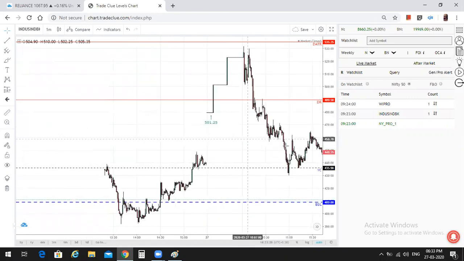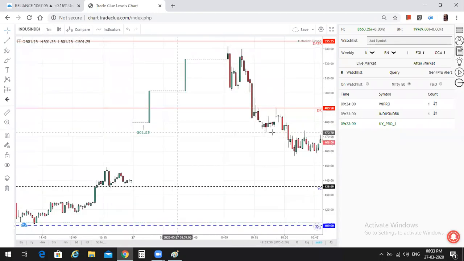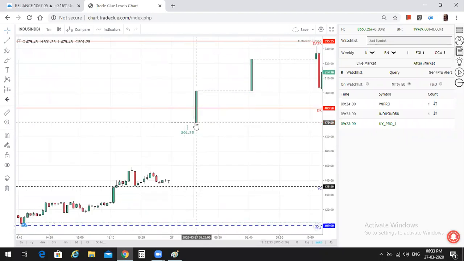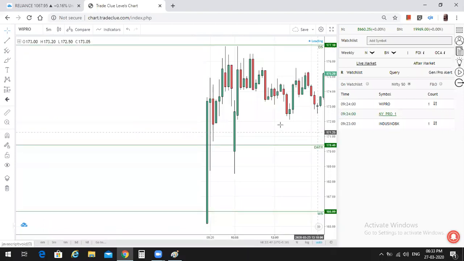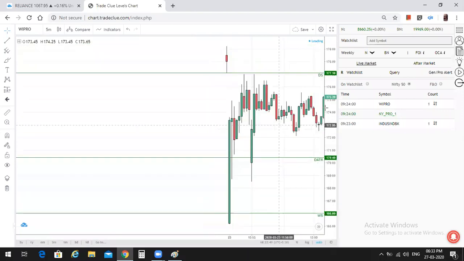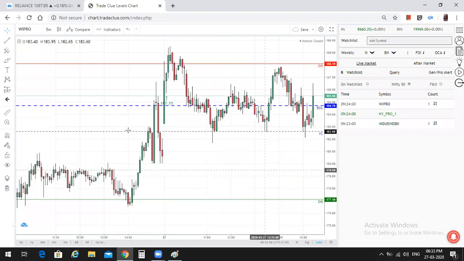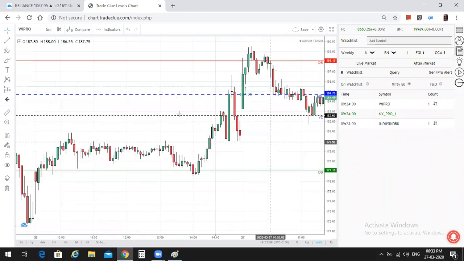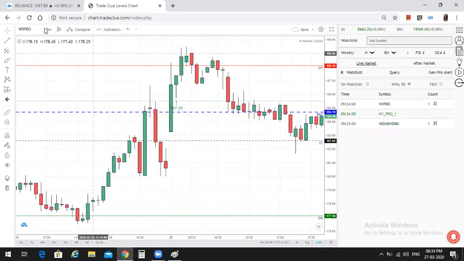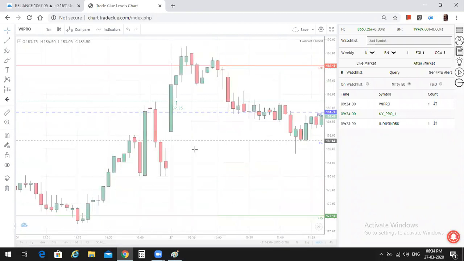Now there was an upper circuit over here, but the idea was the range was within this, and that's why it told you to go and buy IndusInd Bank. Now let's avoid this circuit kind of stocks. Let's go for Wipro. When I go for Wipro, it's again giving me NY Pro 1. So let me click on Wipro, NY Pro 1. Okay, so over here, let's see at the start. This is where we can see the NY Pro alert has come, but this is the 5-minute chart. This alert has come on NY Pro 1, so I change this to the 1-minute chart.